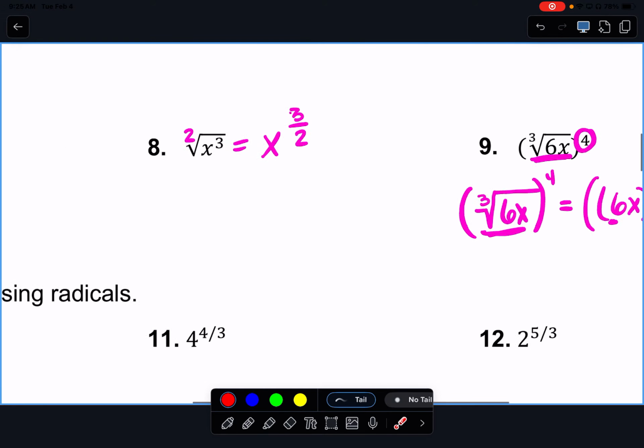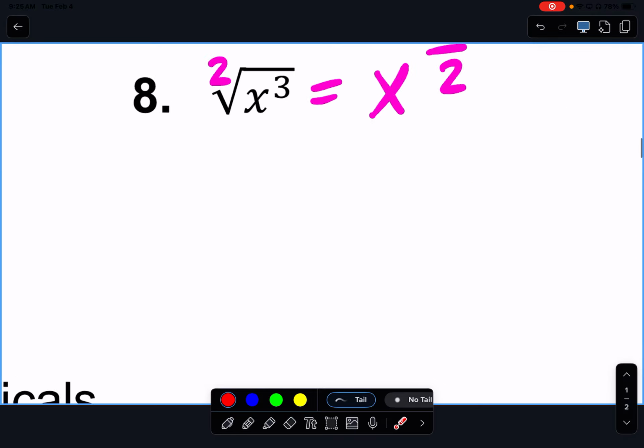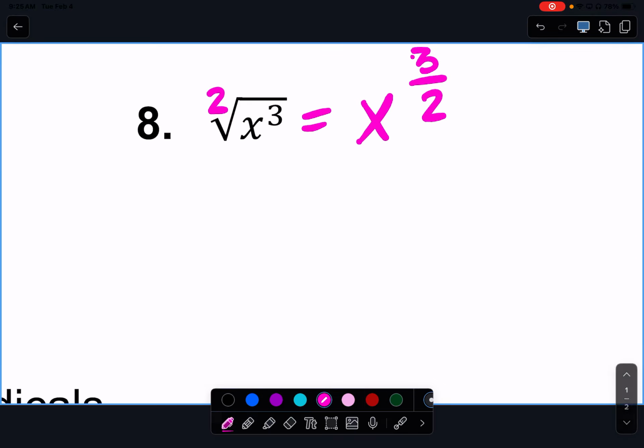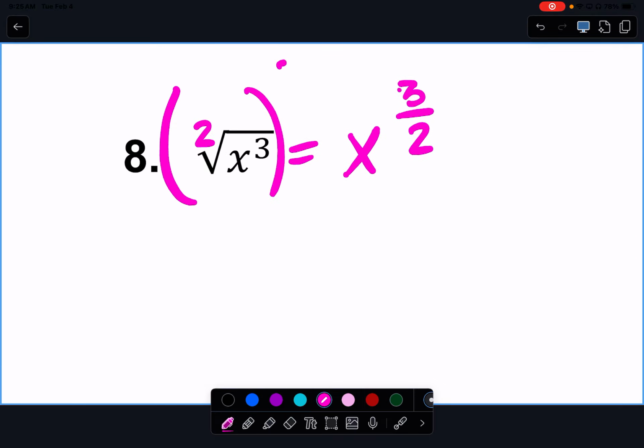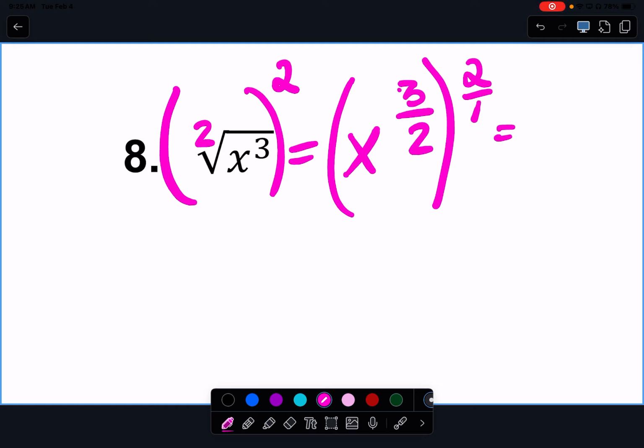It's the same thing. It's like if I took this problem and I raised it to another power, then I would multiply. So it'd be 2 times 2, or 2 times 3, which would give us 6, over 2 times 1, which is 2. You're just multiplying the exponents on the outside.